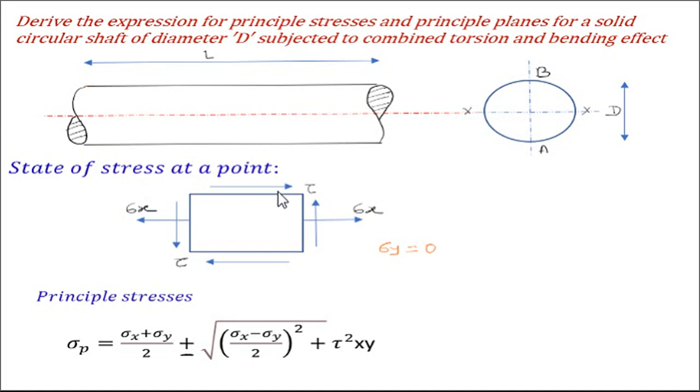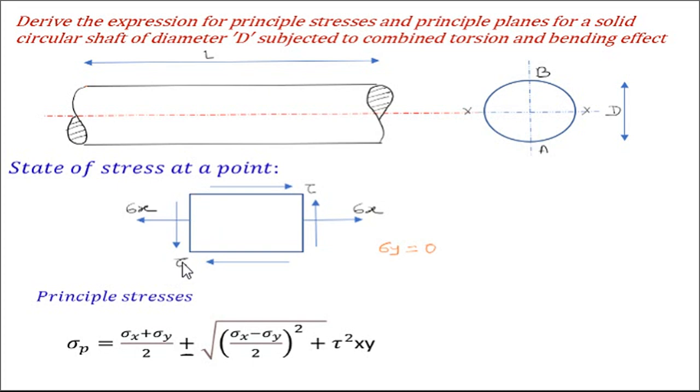Here in this figure you can see there is a direct stress sigma x acting in the x direction. The nature of this stress is tensile, and along with it there is a shear stress acting on the xy plane, whose magnitude is tau. Also the direct stress acting in the y direction is considered as 0.